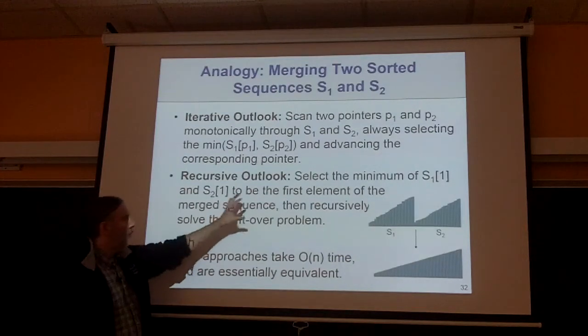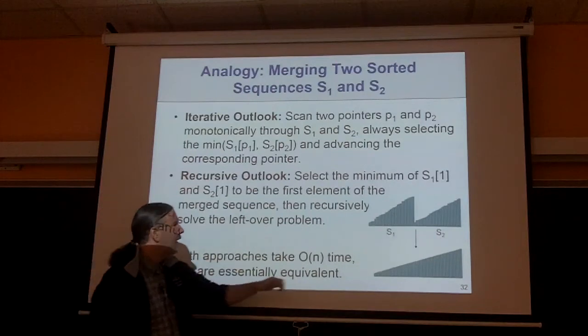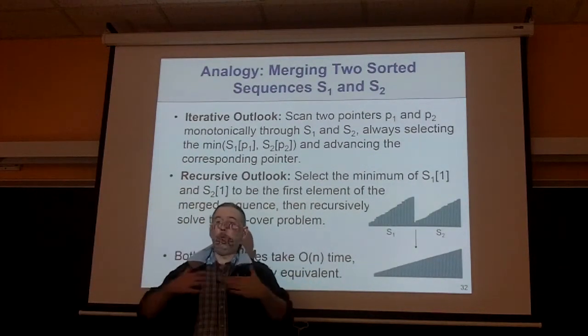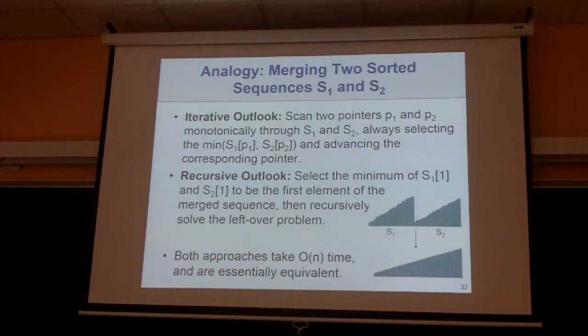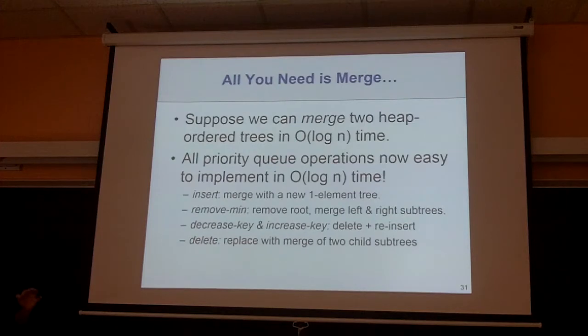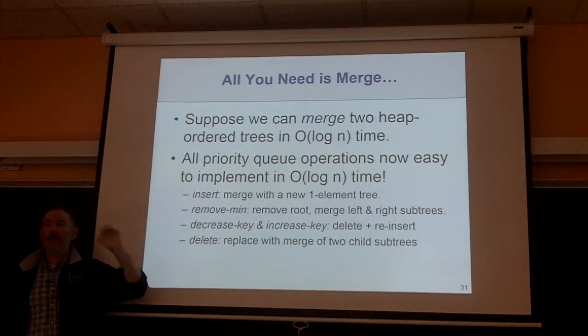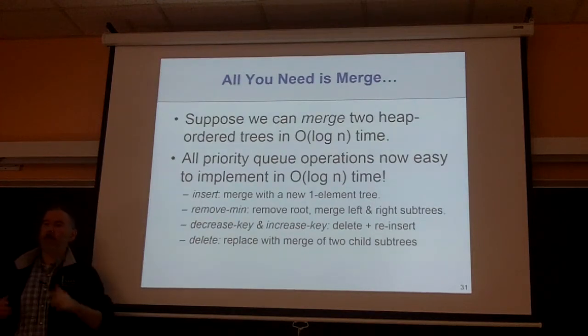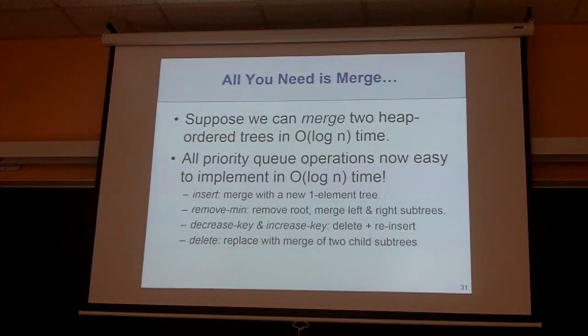So there are two ways to think about merging, the iterative and the recursive outlook. Both of them are really the same process viewed two different ways. They both take linear time. There's no difference in running time. Okay? But this comes into play because we want to merge two heaps now, not two arrays. And it turns out there are two ways you can think about the process of merging two heaps together. You can think about it recursively, which we did last time, or iteratively.